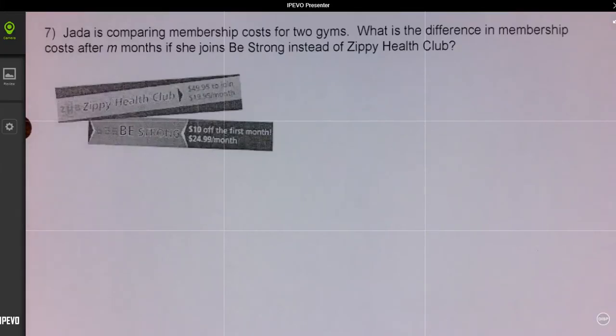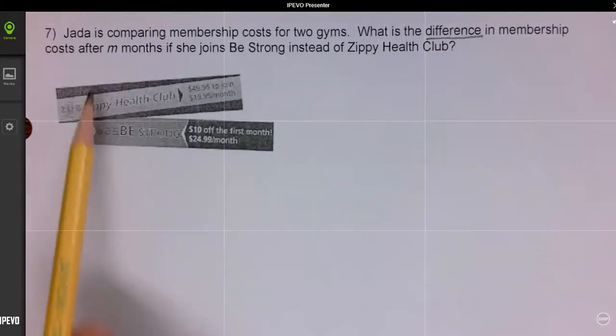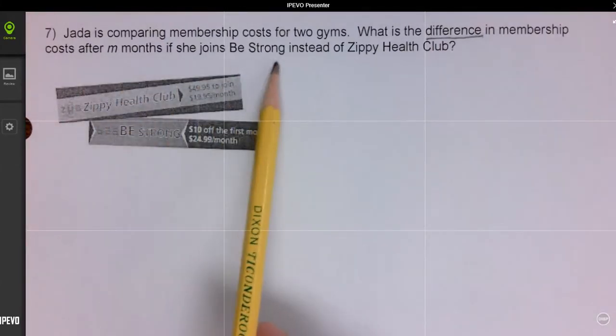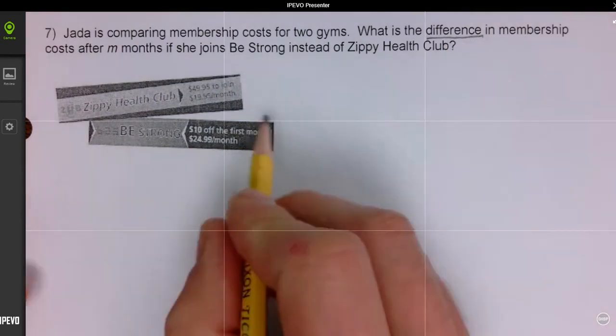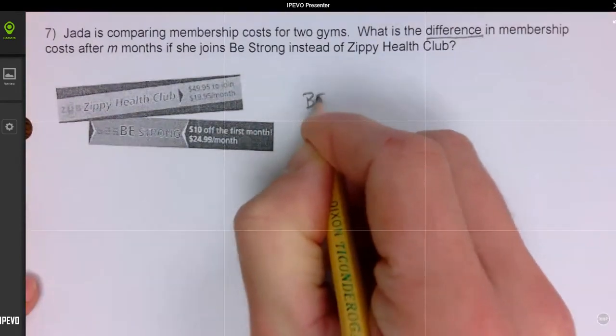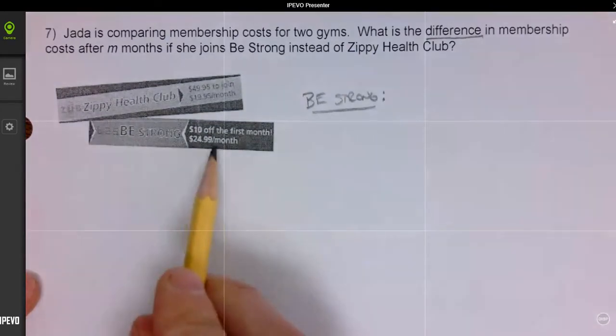In our last example, we're told that Jada is comparing membership costs for 2 gyms. What is the difference in membership costs after M months if she joins Be Strong instead of the Zippy Health Club? So this is going to be very similar to what we did at the very beginning of the lesson. I have to first figure out what the monthly costs are going to be at each place. And now if I want the difference, I'm going to have to end up subtracting them. Okay, so we're going to take a look at Be Strong.